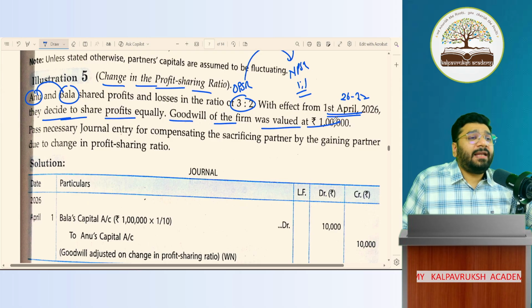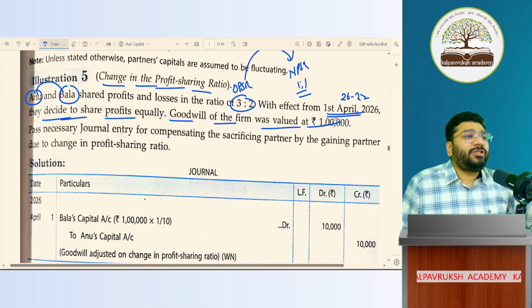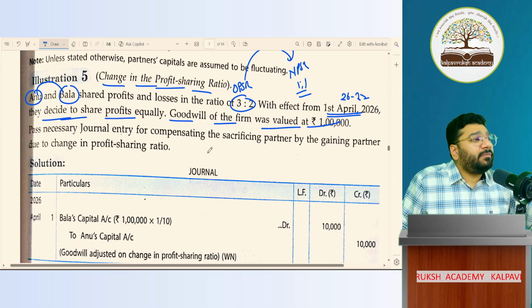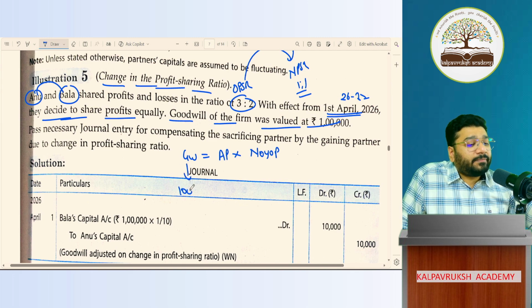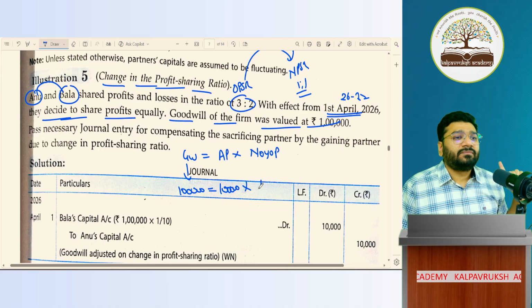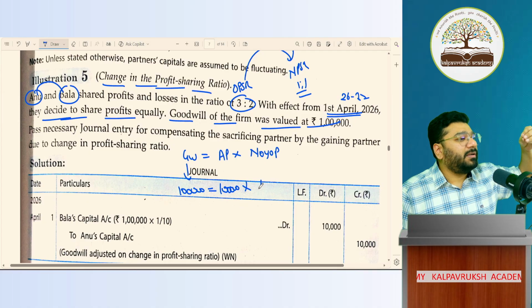Goodwill of the firm is valued at 1 lakh. Now for a second, imagine the goodwill is calculated using the simple average profit method. Can you please tell me what is the goodwill formula in the simple average profit method? Average profit into number of years of purchase. How much is goodwill? 1 lakh. So for convenience, can I assume average profit is 1 lakh and number of years of purchase is only 1?